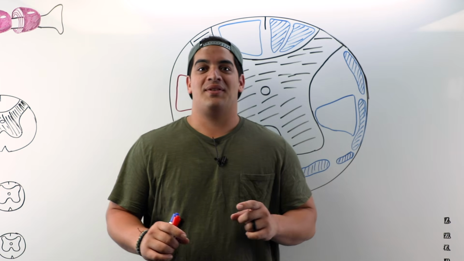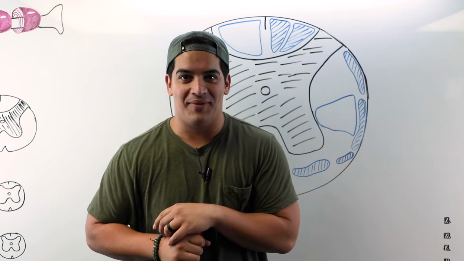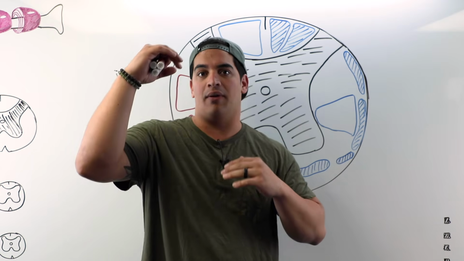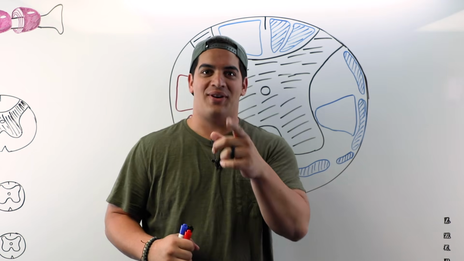Hi engineers, in this video today we're going to talk about the white matter of the spinal cord and a basic overview of the ascending and descending tracts. So let's go and get started.